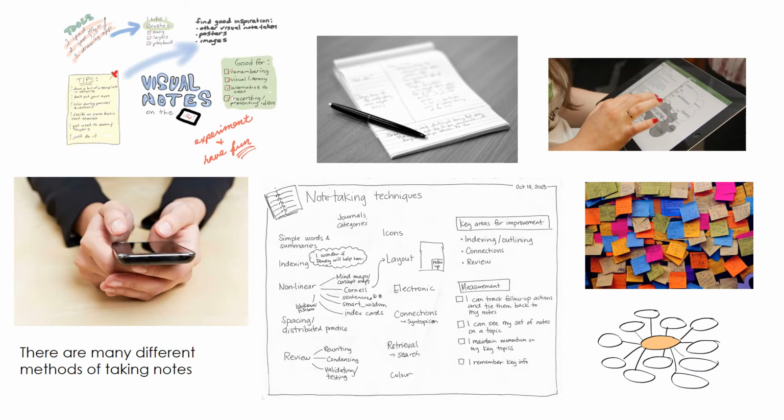There are many different methods for note-taking. The key is to find a system that works for you. Some people are visual and incorporate diagrams. Some like to color code or break up information. Others like to list or bullet point information.